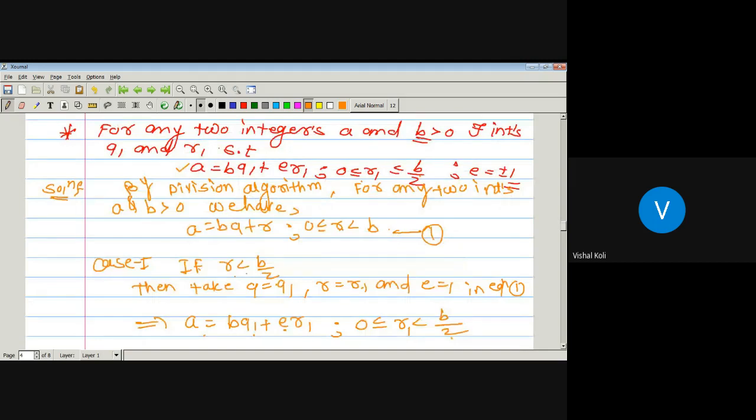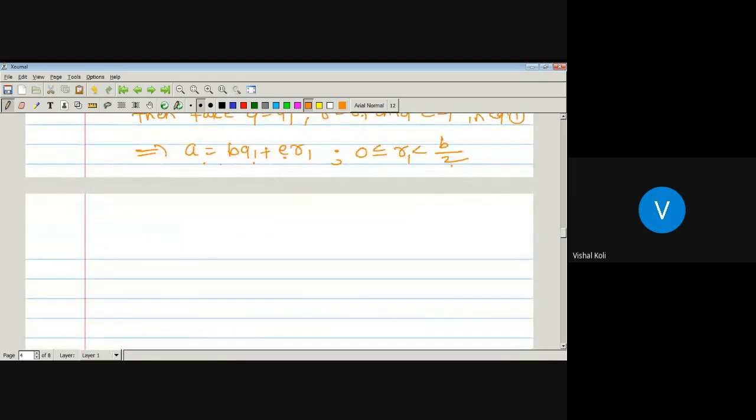Now the second case: if R is strictly greater than B by 2.